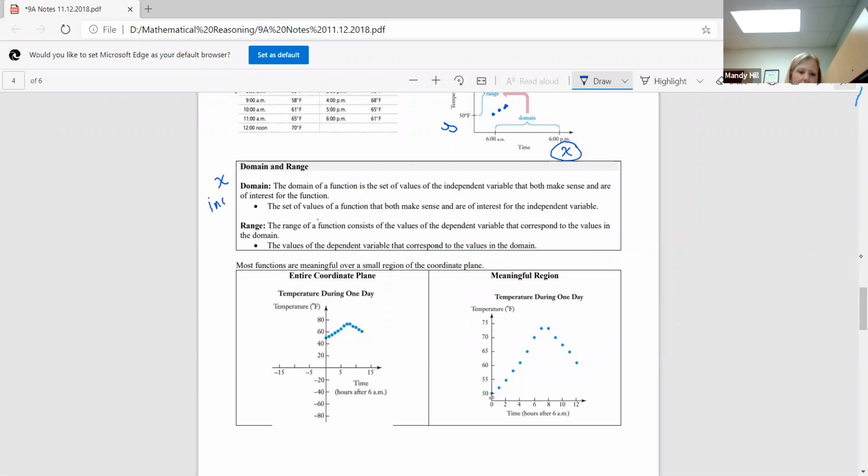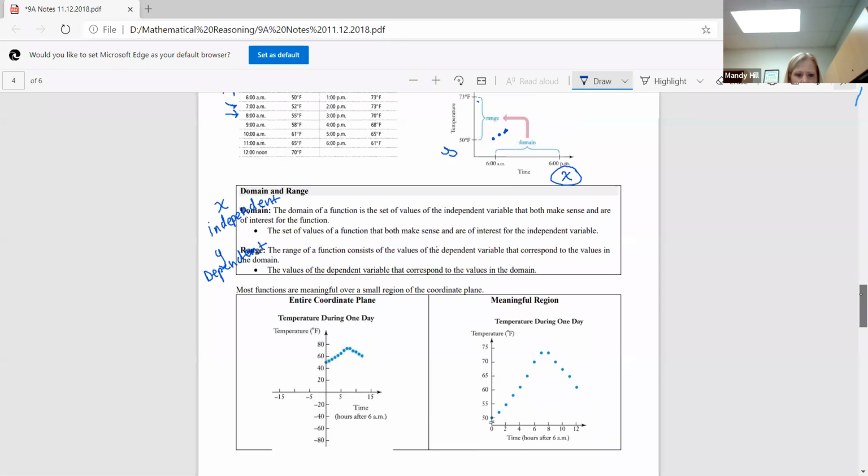Domain is also independent. Sorry, independent variable. Range is going to be talking about y, and it is our dependent variable. So the range of a function consists of the values of the dependent variable that correspond to the values of the domain. The values of the dependent variable that correspond to the values of its domain is what you need to look at when you're looking at the range.